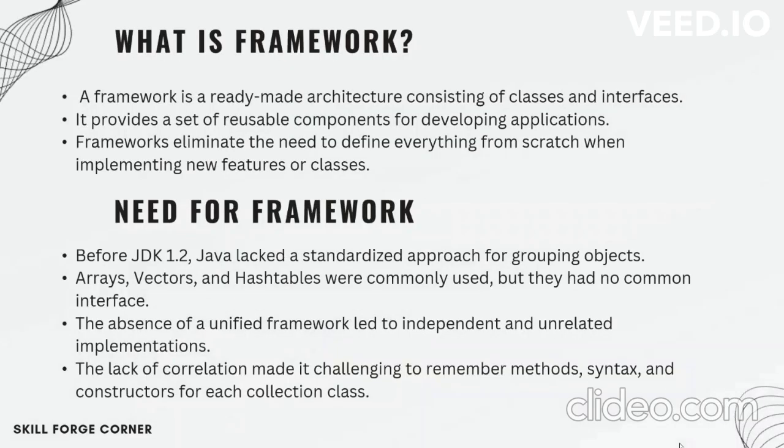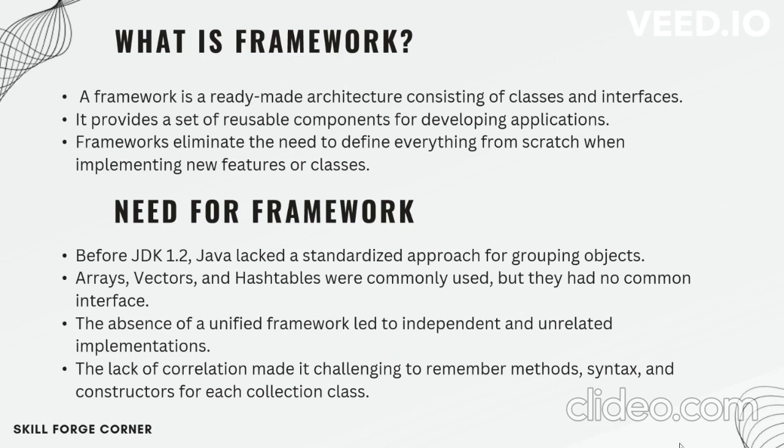First, the collection class in Java has powerful tools that enable us to store, manipulate, and organize data efficiently. It provides a vast array of ready-to-use data structures and algorithms that simplify our coding experience and enhance the performance of our programs. Now, what is a framework? A framework is a predefined and pre-designed set of classes and interfaces that provide a structure for developing applications. It also offers a ready-made architecture that developers can use to implement features and classes without starting from scratch.